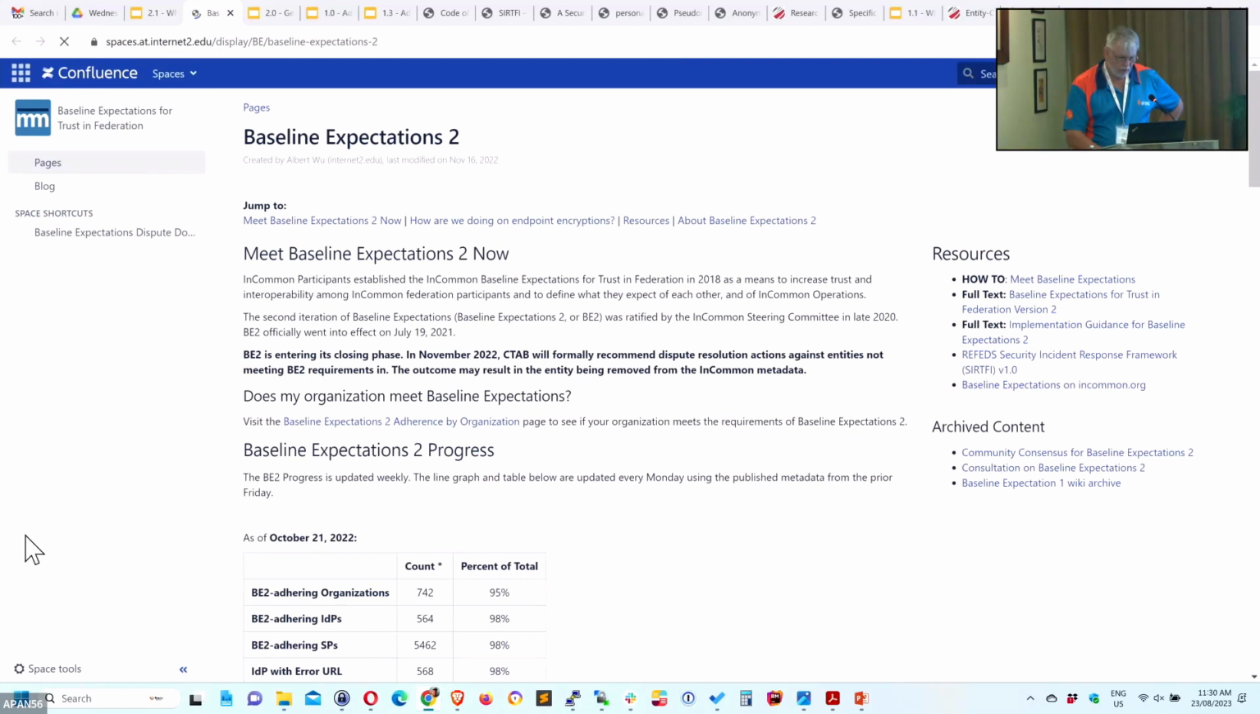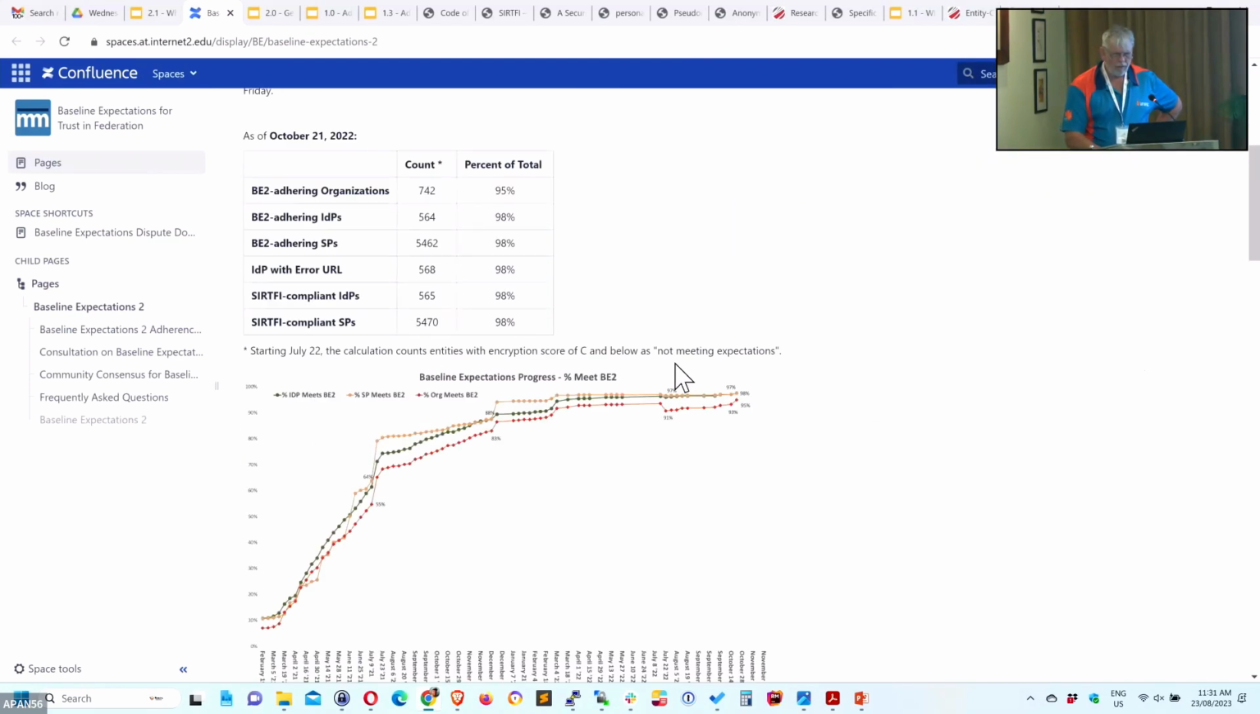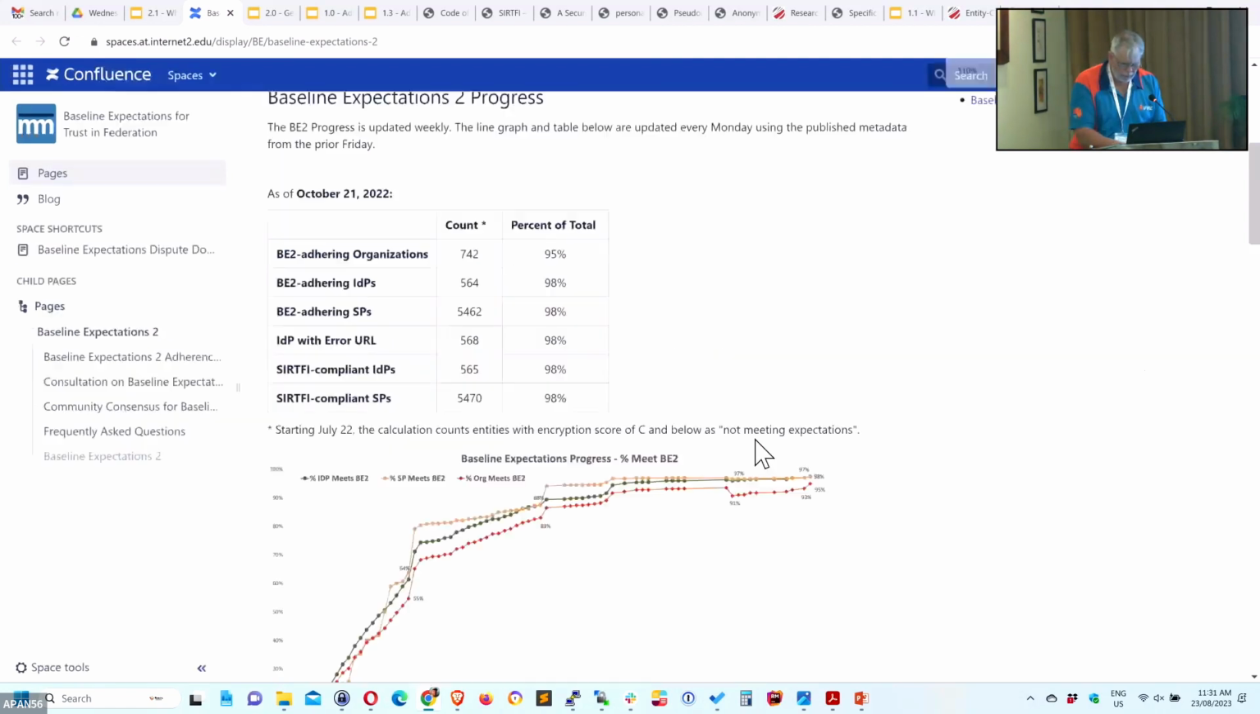Hopefully this is going to go, but here we go. So this is their main wiki page. They've got a big note saying you need to meet the baseline expectations now. And then they have a graph of the uptake of baseline expectations in their federation over time. A little bit bigger.